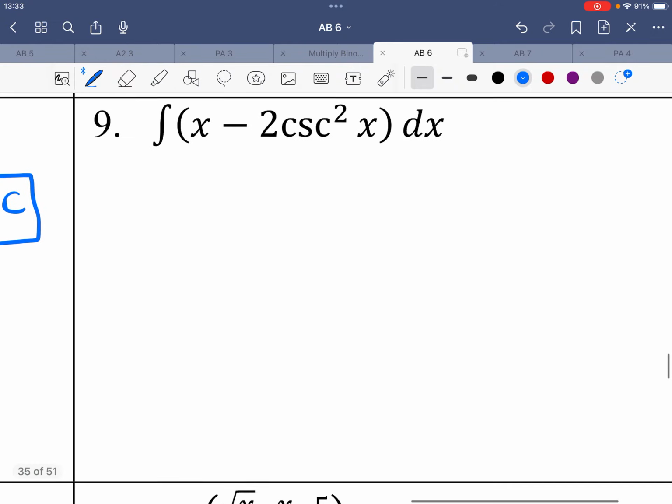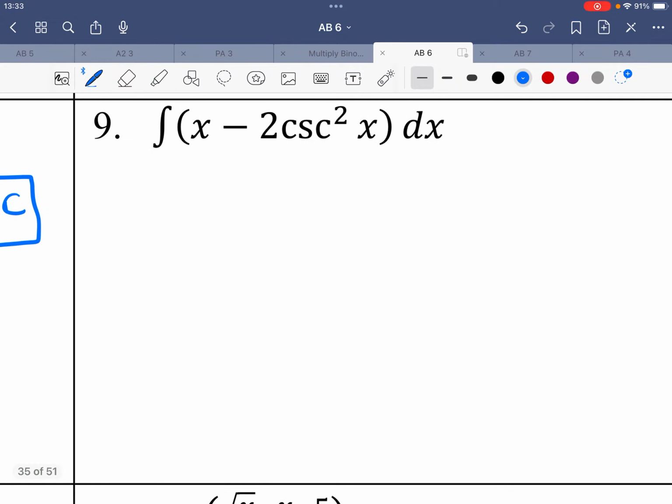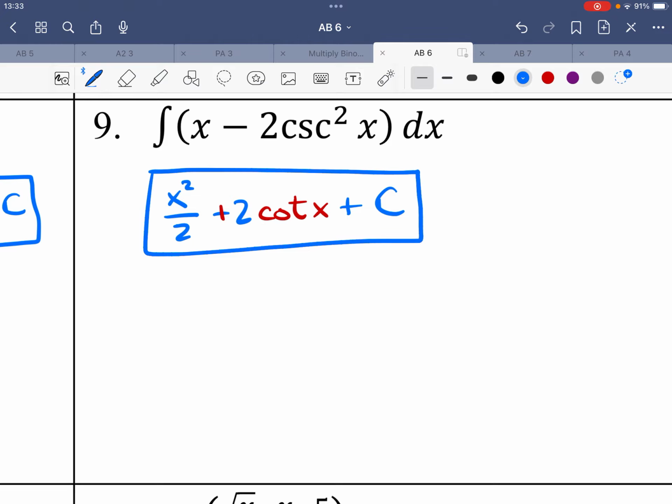Number 9. The antiderivative of the first one is going to be power rule. And then the antiderivative of the cosecant square is the negative cotangent. So that's going to be negative cotangent. That's it.